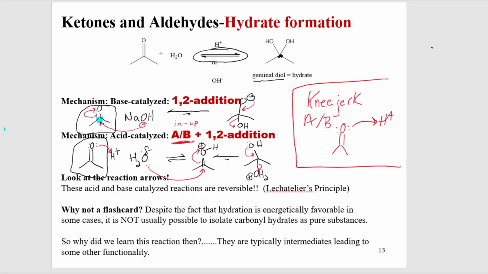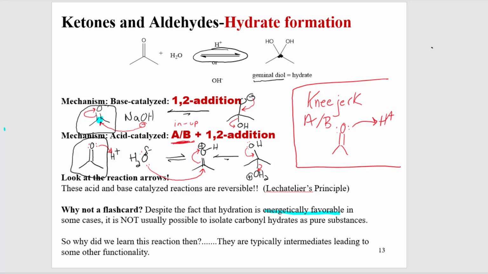So why didn't I put a flashcard for this? Well, despite the fact that hydration is something that occurs and is energetically favorable, as I mention here, it's not possible to isolate these hydrates. Sometimes they're intermediates and can be further reacted in situ to form something else, but for all intents and purposes in this course, they're just unstable. And so studying their mechanism is important, but we're not going to be making hydrates as a final product.